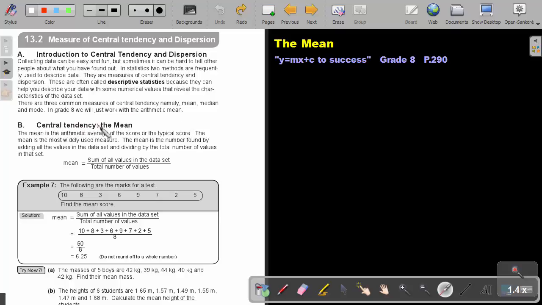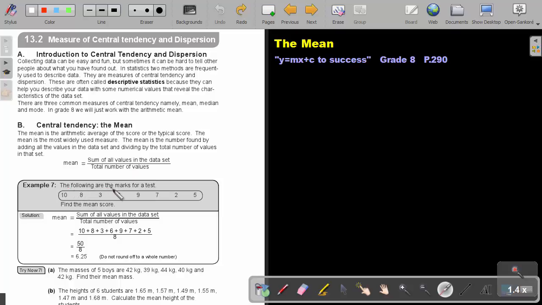Central tendency, the mean. The mean is the arithmetic average of the score or the typical score. The mean is the most widely used measure. The mean is the number found by adding all the values in the data set and dividing by the total number of values in the set. So the sum of all the values in the data set divided by the total number of values.